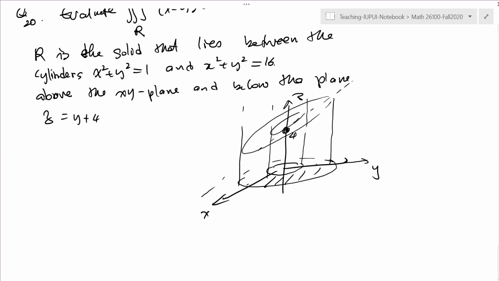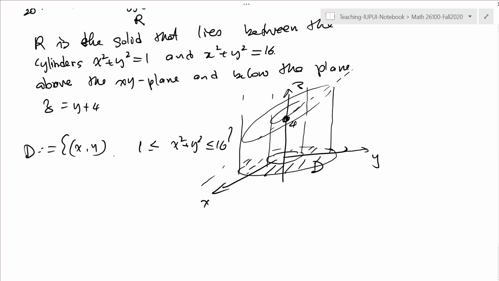That's the domain I call D. That's D, so D in the XY plane. This is going to be x squared plus y squared less than 16 and greater than 1. So it's between two circles.